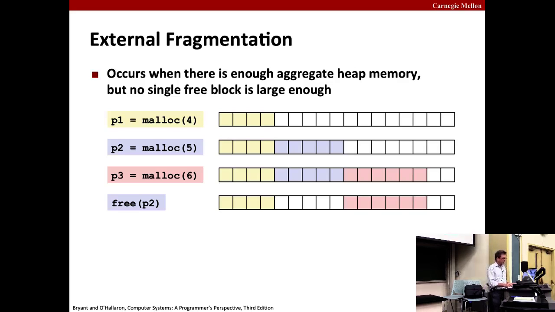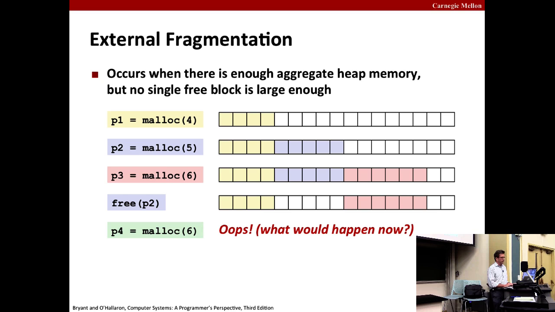So an example of this: here's the previous example we looked at, where after a series of malloc and free calls, we have 2 free blocks in the heap, one containing 5 words and the other containing 2 words. So the total number of free words in our heap is 7 words. And now we get a request for 6 words. We have enough free words in the heap, but we can't satisfy that request.